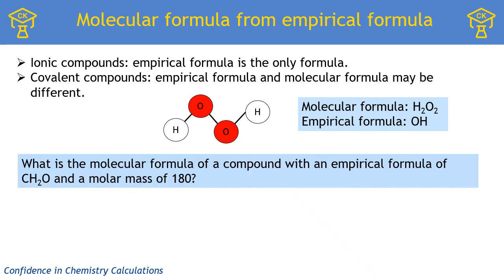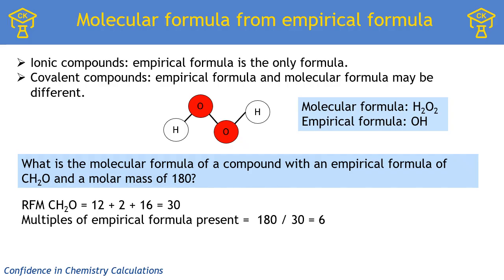So, to go between the two, we have to know the mass of the whole compound. Like this example here, it says what's the molecular formula of the compound if it has an empirical formula of CH2O and a molar mass of 180. So all we need to do to answer this question is add up the mass of this empirical formula, the relative mass of CH2O, which equals 30, and then we see how many times 30 goes into 180, and it goes in 6 times. We don't finish our calculation there because we actually haven't answered the question.